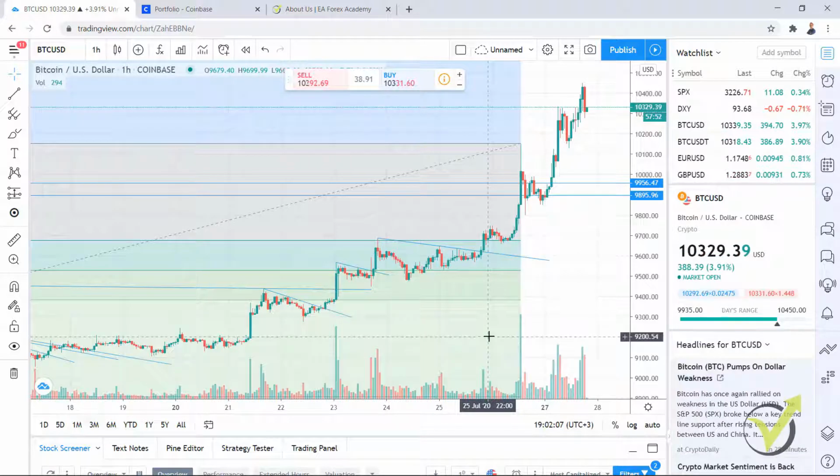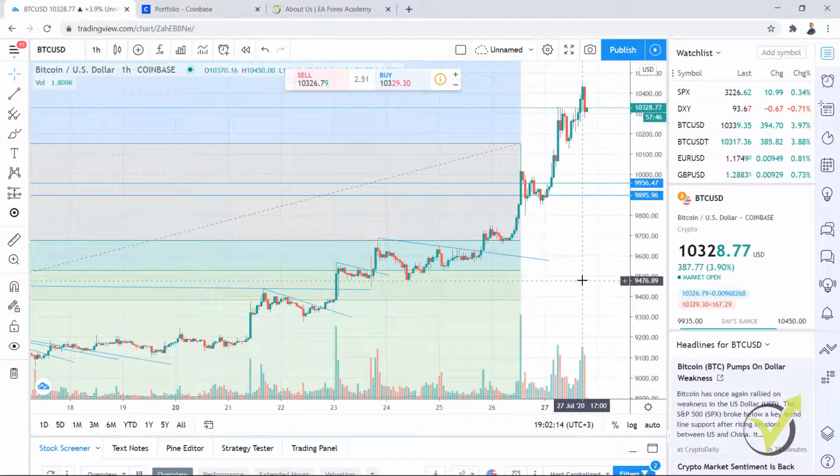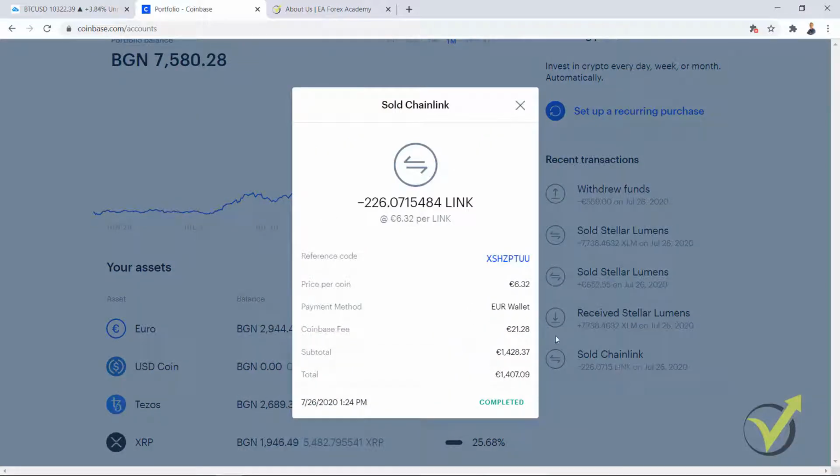And because I know many of you are very skeptical and want to see actual results, I will show you some results. I will open my Coinbase account and you will see that yesterday, on the 26th of July, I sold Chainlink. In this case it was about 1,407 euro, and I sold 226 Chainlink, which I bought at a really nice price. My total investment here was 1,000 euro, so from this single trade I made 407 euro, which is 40.7%.